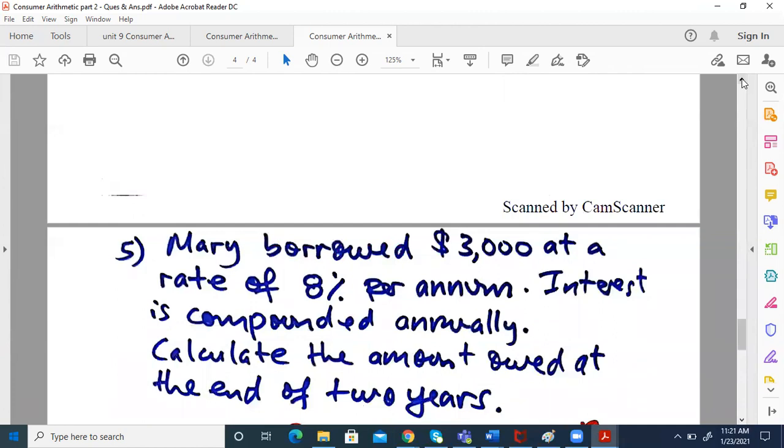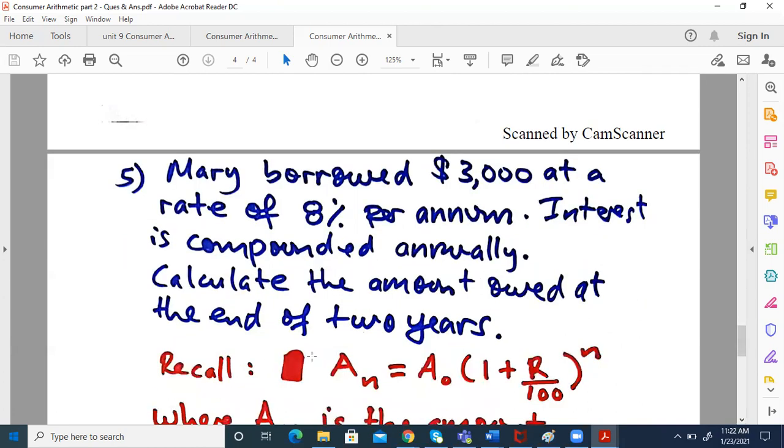So this is another question. It says Mary borrowed 3,000 at a rate of 8% per annum. Interest is compounded annually. Calculate the amount owed at the end of 2 years. So this is a compound rate question, or should I say compound interest question. So we have not looked at the formula, but here it is.